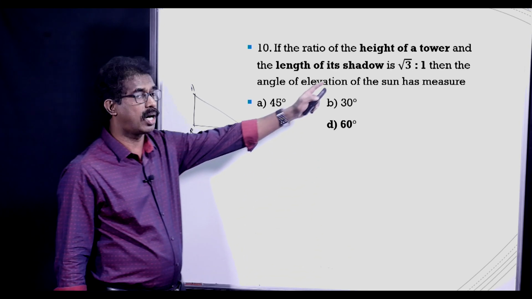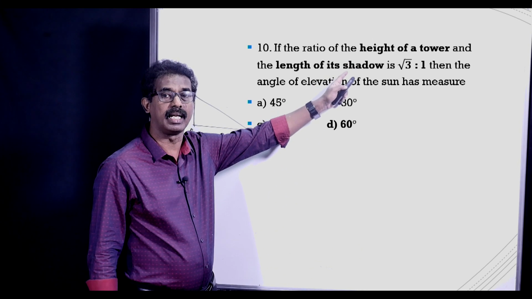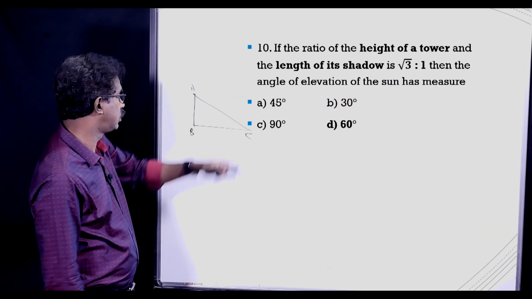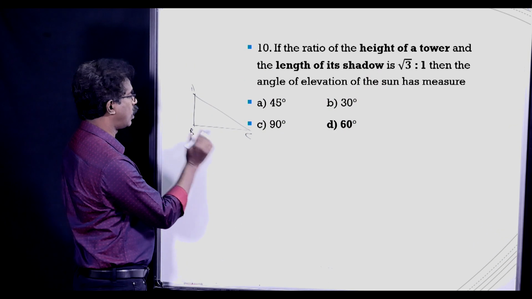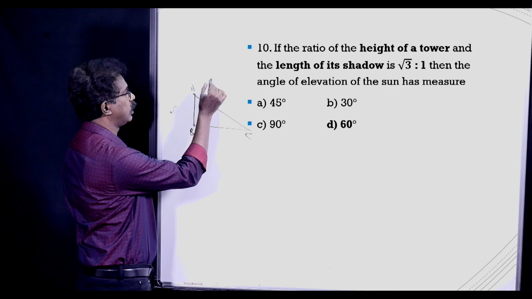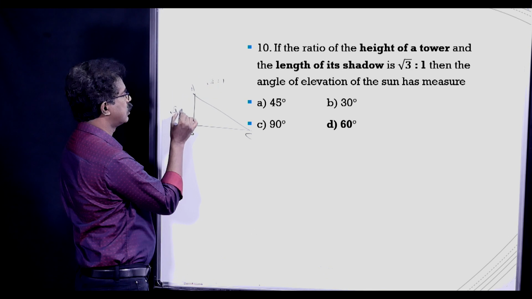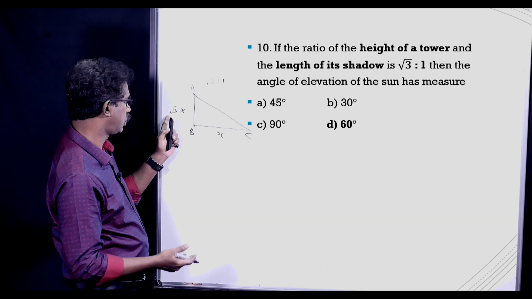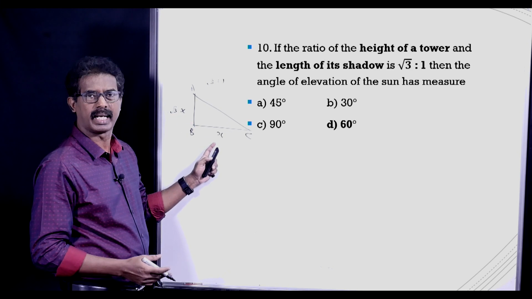If the ratio of the height of the tower and length of the shadow is, what is given? Root 3 is to 1. First, height is root 3, the shadow is 1. So root 3 is to 1, you take it as root 3x and this is 1x. The ratio, okay, some multiple.